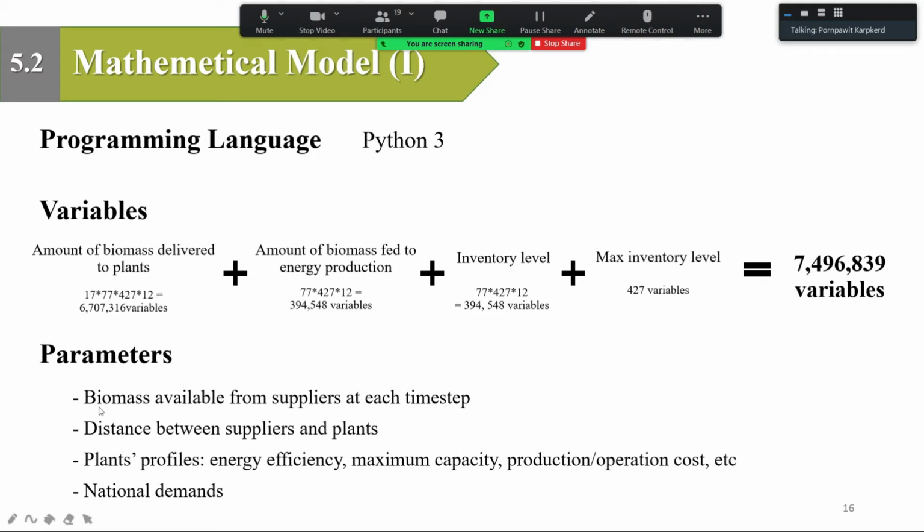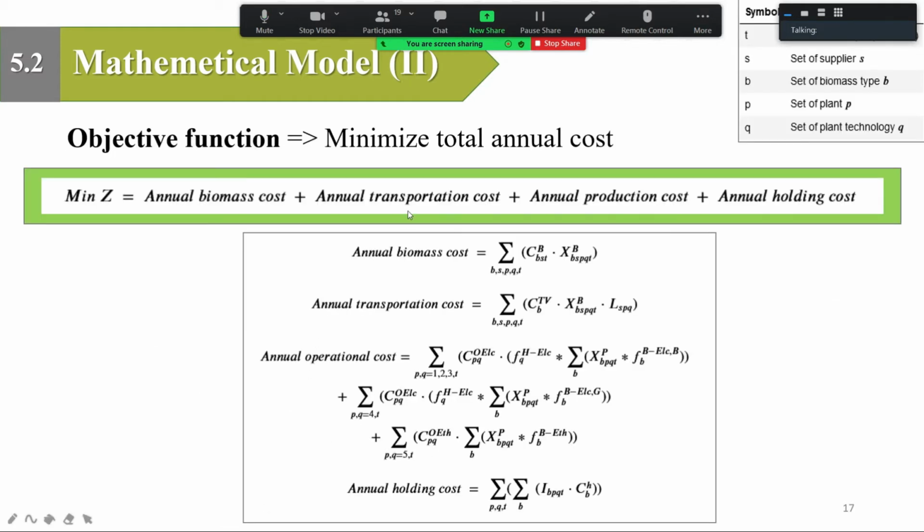For parameters, we have to know the biomass available from each supplier at each time step, the distance between suppliers and power plants, the plant's profile, such as energy efficiency, maximum capacity, and cost, and so on. And the last one is the energy demand. My objective function is to minimize the total cost, which consists of the biomass cost, the transportation cost, the annual production cost of power plants, and the holding cost, which is the inventory cost.